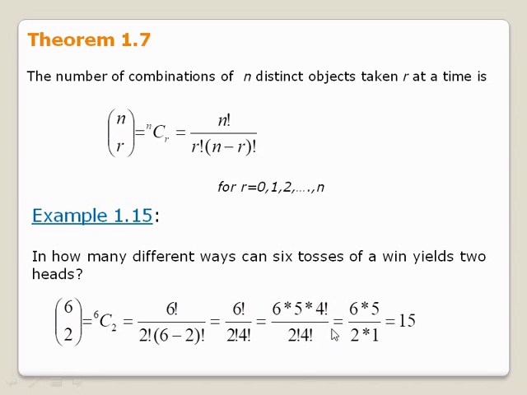Then what we will get will be only 6 times 5 divided by 2 times 1, which was from 2 factorial. Therefore, the final answer will be 3 times 5, which is 15. Again, standard calculators will contain a button for combinations.